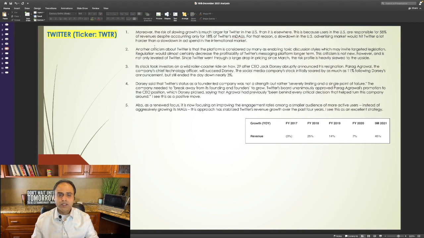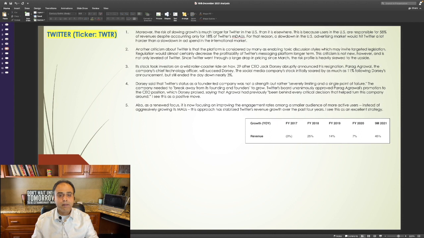Moreover, the risk of slowing growth is much larger for Twitter in the US than it is elsewhere. This is because users in the US are responsible for 58% of revenues despite accounting only for 18% of Twitter's MDAUs. For that reason, a slowdown in the US advertising market would hit Twitter a lot harder than a slowdown in ad spend in the international market.